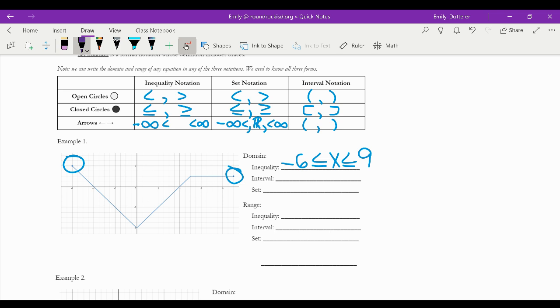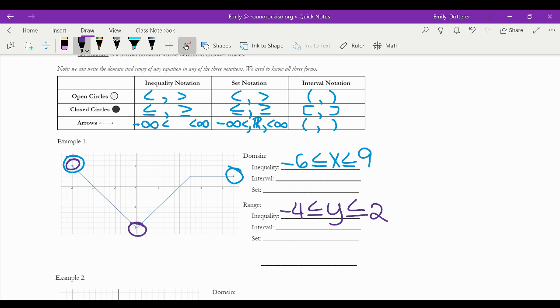For the range, we go from bottom to top. The lowest value is at -4, and the highest value is at +2. Because the line goes through that point, it'll be a less than or equal to. Why? Because this is the range. And it goes all the way up to where y equals 2.